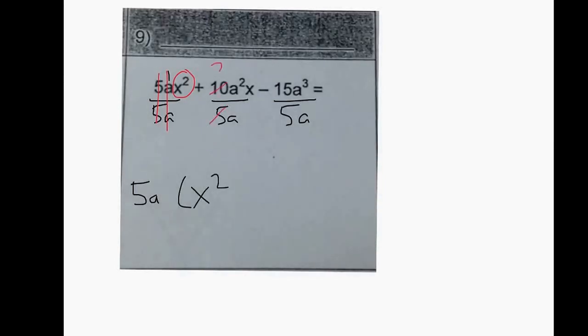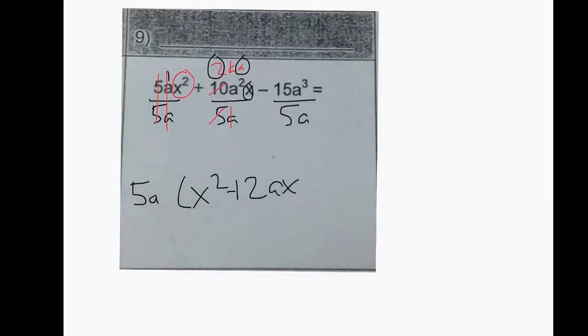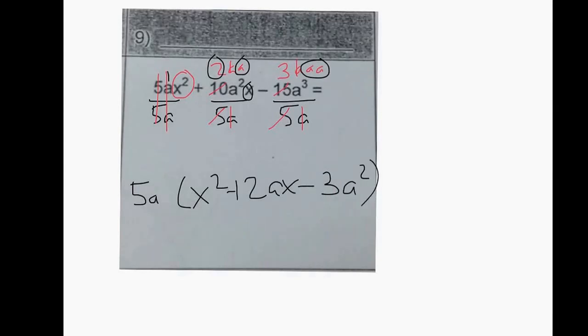5 goes into 10 2 times. This is AA, so that A cancels. Nothing to cancel with that, so we're left with 2AX. 5 goes into 15 3 times. This is A, so that A cancels with that A, and we're left with minus 3A, and AA is A squared.